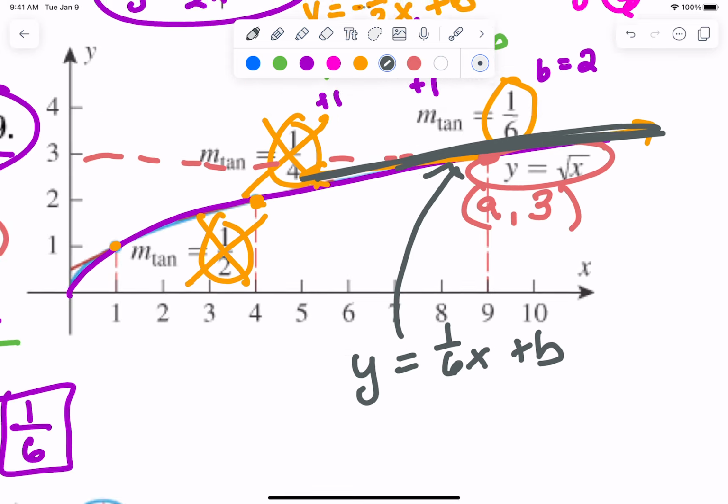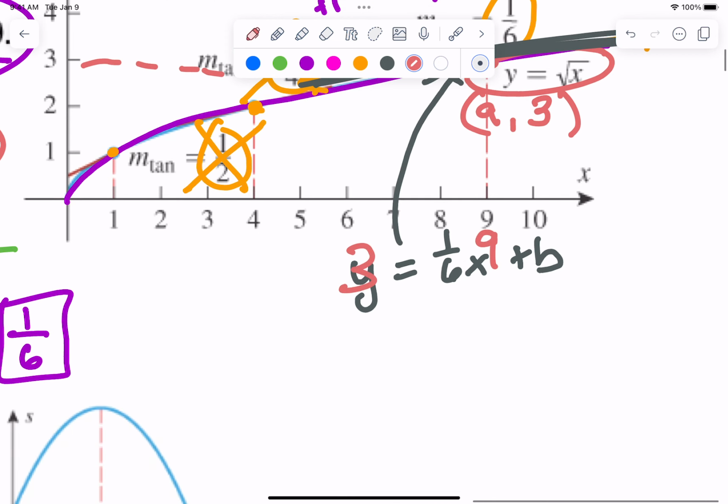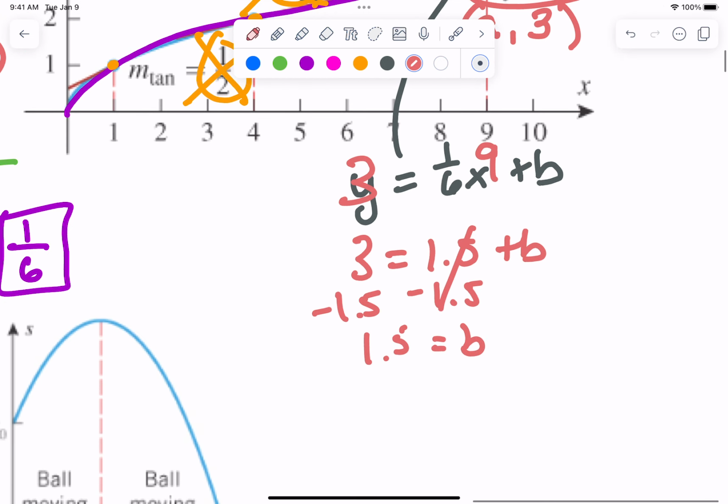What are we plugging in? Y and x: 9 and 3, right? So 3 would go in for y, and 9 would go in for x. What's 1/6 of 9? 1.5. So this is 3 equals 1.5 plus b if you put it as a decimal. Subtract 1.5, what's b? B is 1.5.